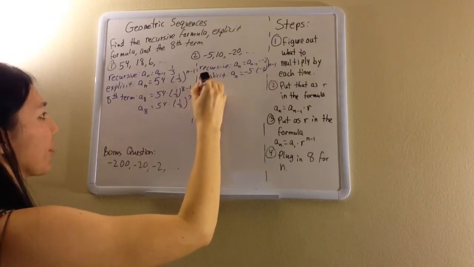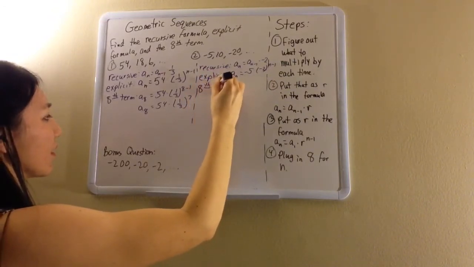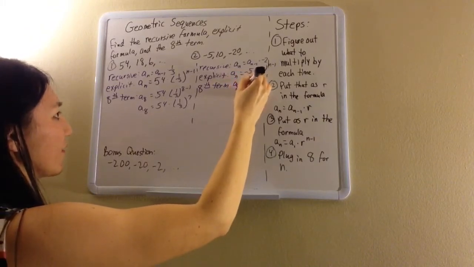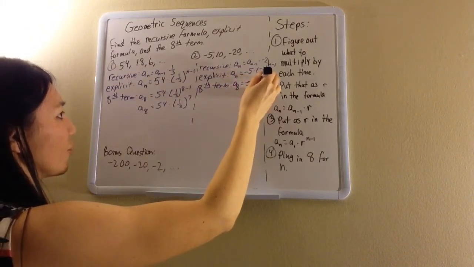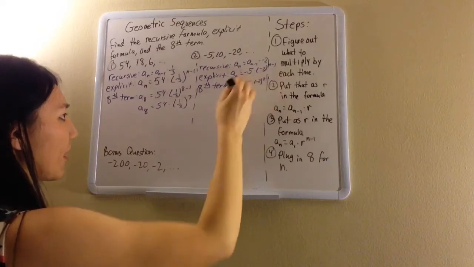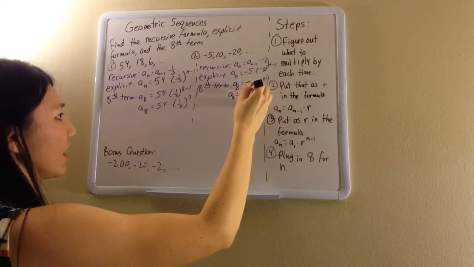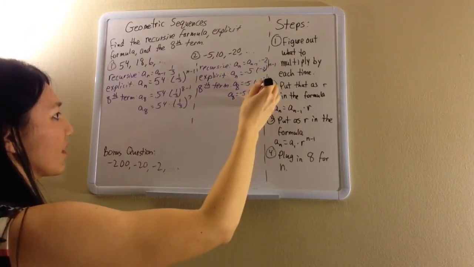And then my 8th term, same idea. a8 is equal to -5 times -2 to the 8 minus 1 power. So it's going to look like a8 equals -5 times -2 to the 7th power.